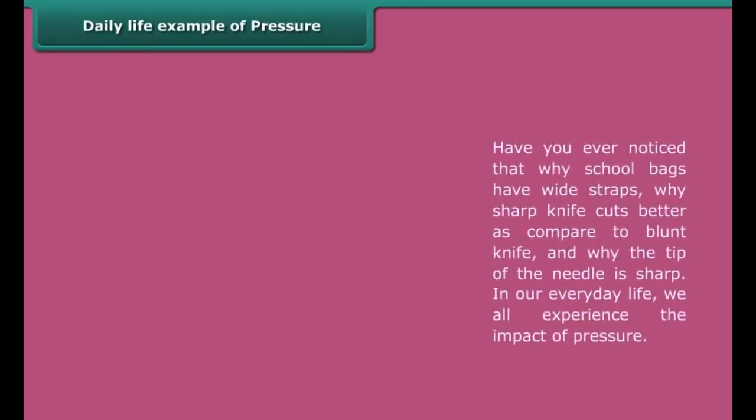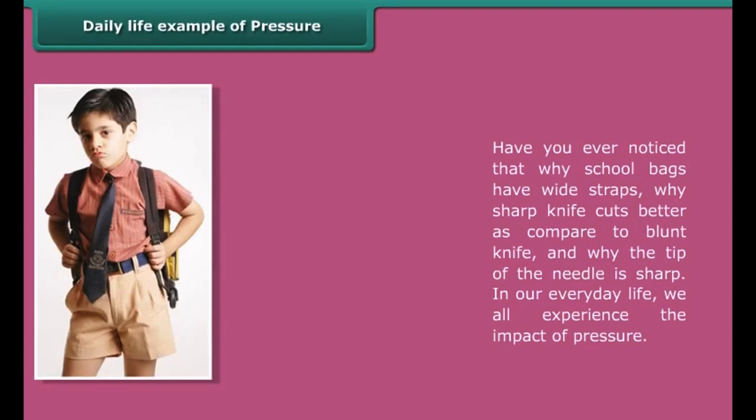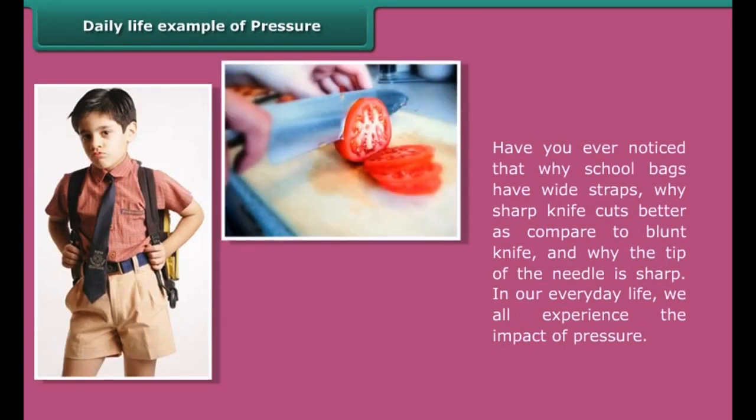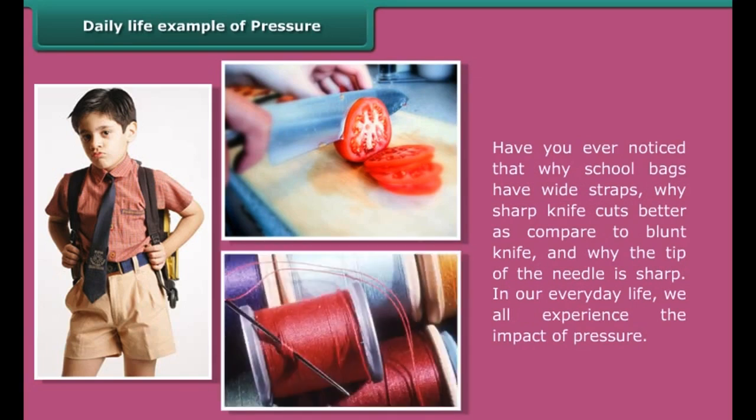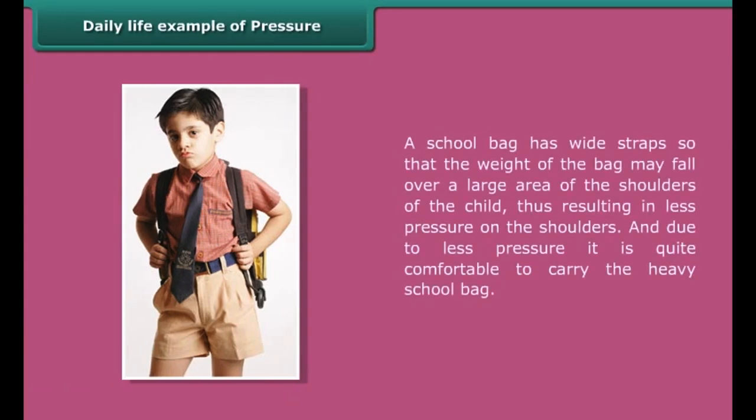Daily life example of pressure. Have you ever noticed why school bags have wide straps? Why does a sharp knife cut better as compared to a blunt knife? And why is the tip of the needle sharp? In our everyday life, we all experience the impact of pressure. A school bag has wide straps so that the weight of the bag may fall over a large area of the shoulders of the child, thus resulting in less pressure on the shoulders. And due to less pressure, it is quite comfortable to carry the heavy school bag.